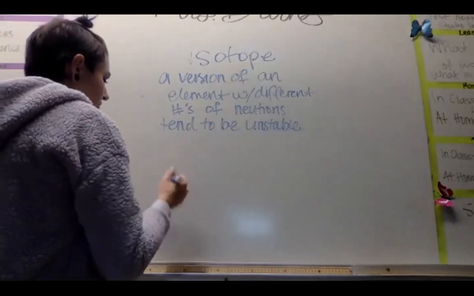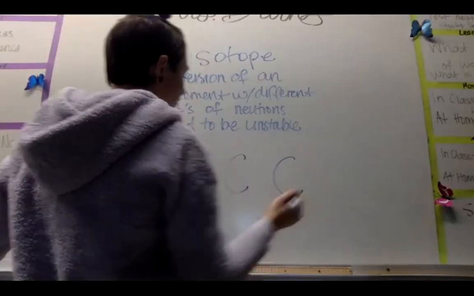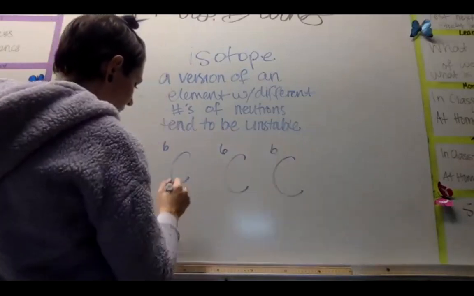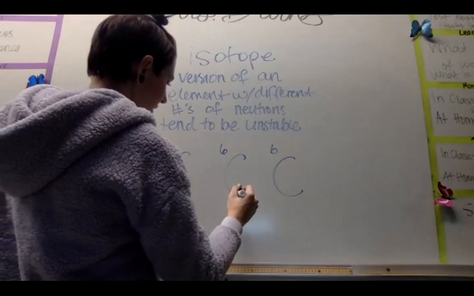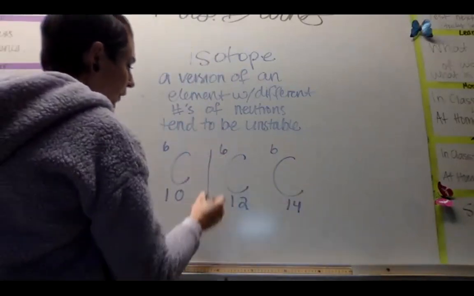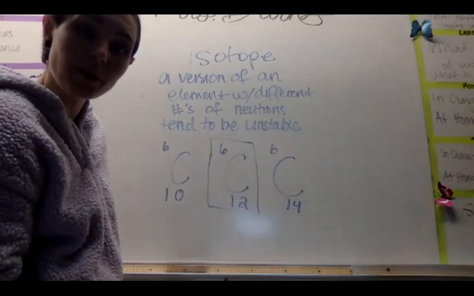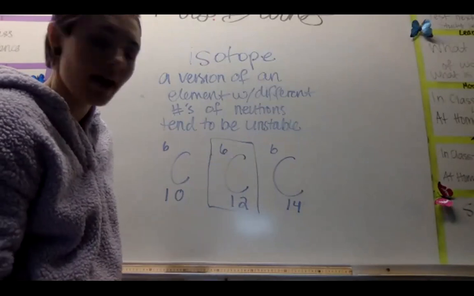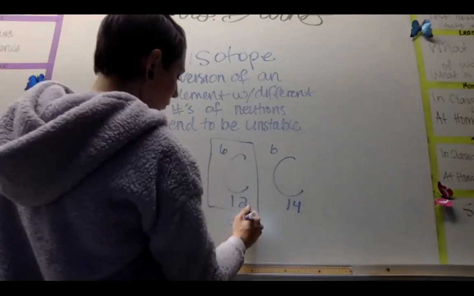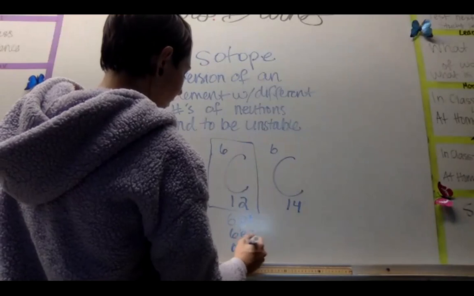So let's just keep working with carbon because it's a really easy one to work with. So I'm going to have 3 molecules of carbon. We'll do carbon 10, carbon 12, and carbon 14. So carbon 12 is the one that's on the periodic table. It's the most stable, and so it's the one that's most commonly found out in nature. And so in my carbon 12, I have 6 protons, 6 electrons, and 6 neutrons.